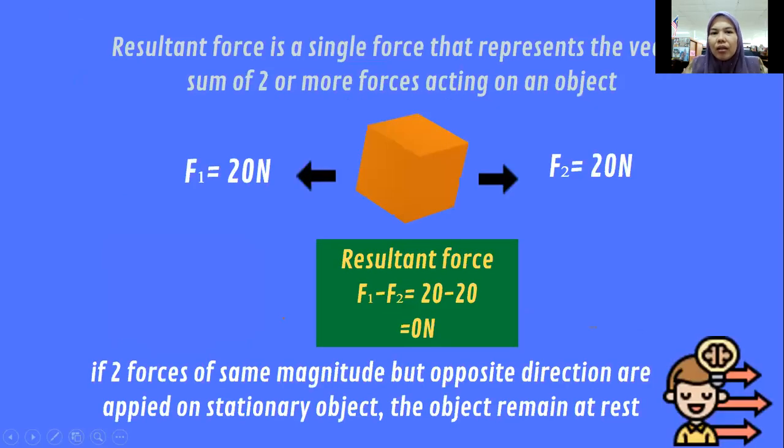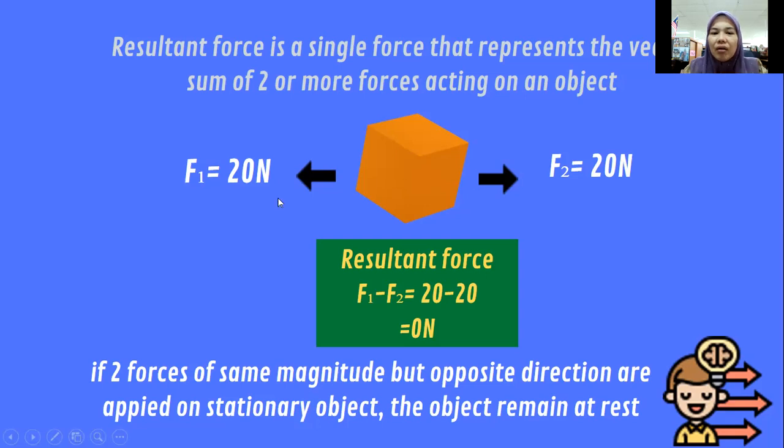So we have a situation here. What is resultant force? Resultant force is a single force that represents the vector sum of two or more forces acting on an object. So we have a box here, with two forces acting on it. You have to consider the direction, because force is a vector quantity. Force has magnitude and also direction, so we have to consider both.